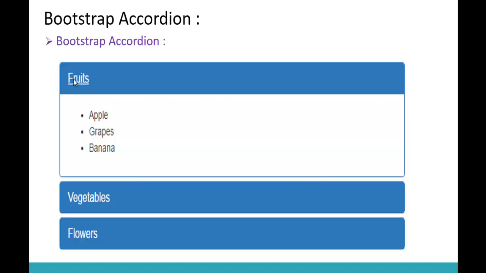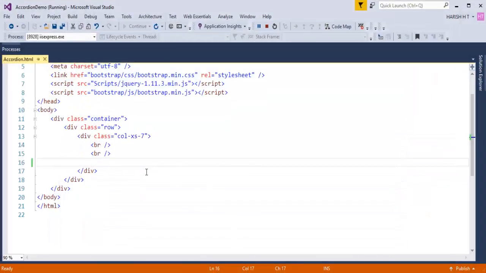For example, when I click on the fruits, it brings the items present in it: apple, grapes, banana. Similarly, when I click on vegetables, it should bring a window like this, and this is what we call the accordion. Now, without wasting much time, let me show you how to build the Bootstrap accordion. It's very simple. Let me jump into Visual Studio and start coding for the accordion.